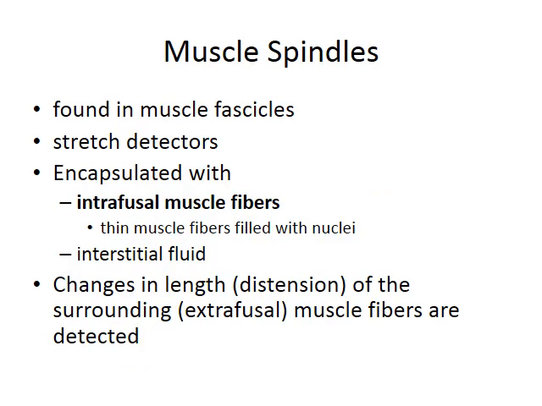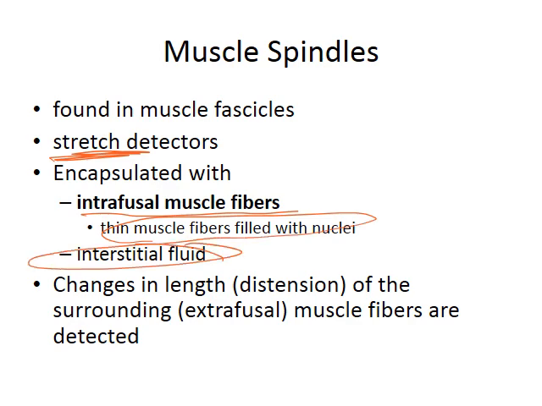So, muscle spindles are found within our muscle fascicles. And these are special types of cells or structures that are going to be for detection. Now, primarily, these are going to be detecting stretch and preventing a muscle from stretching too far. Now, these are going to be encapsulated with intrafusal muscle fibers, which are just thin muscle fibers with nuclei and interstitial fluid. So, whenever we change our length, which is distension, of the extrafusal muscle fibers, this is what it's detecting. So if it gets stretched too far, it's going to detect it within the muscle spindle.